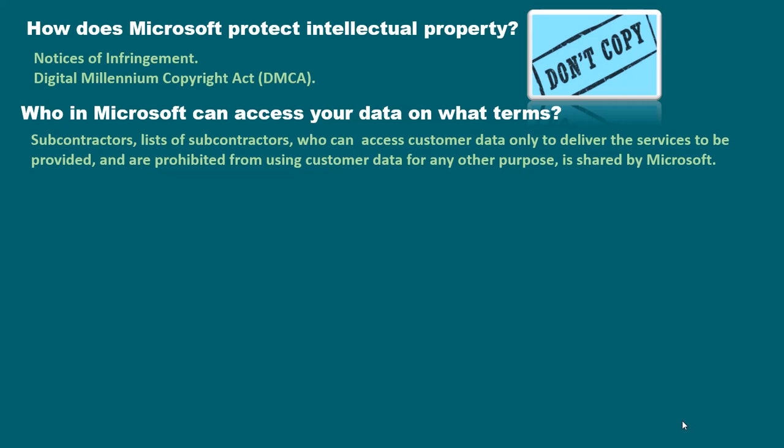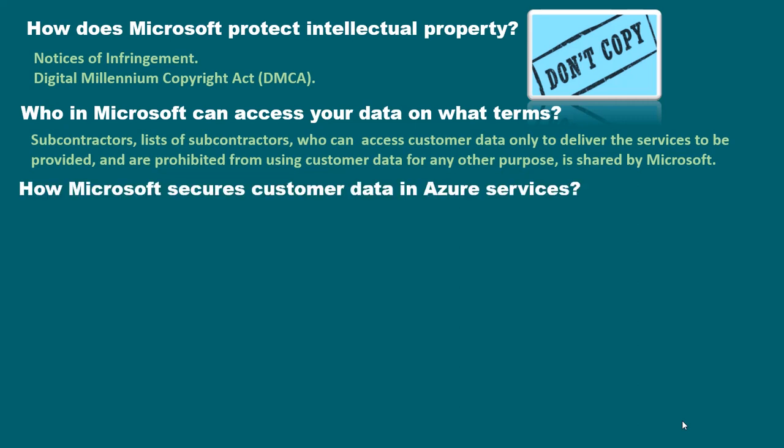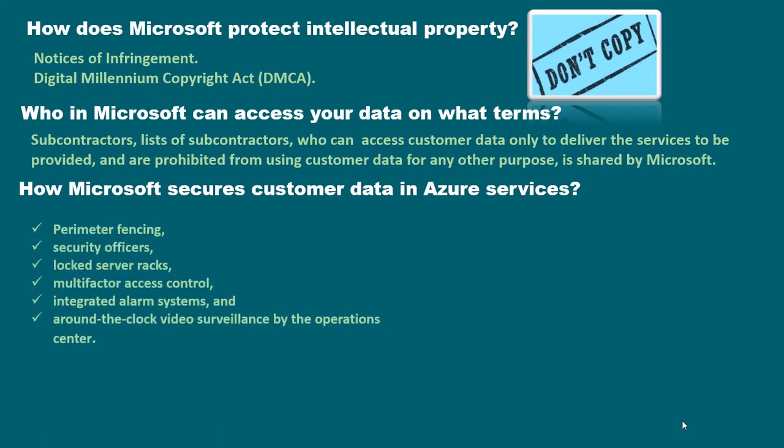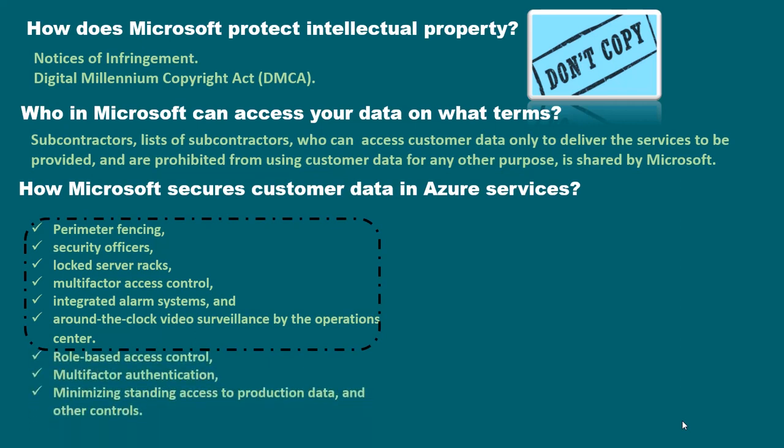Microsoft limits access to customer data through physical data center facilities with perimeter fencing, security offices, locked server racks, multi-factor access control, integrated alarm systems, and around-the-clock video surveillance by the operations center. It also limits virtual access with role-based access control, multi-factor authentication, minimizing standing access to production data, and other controls.